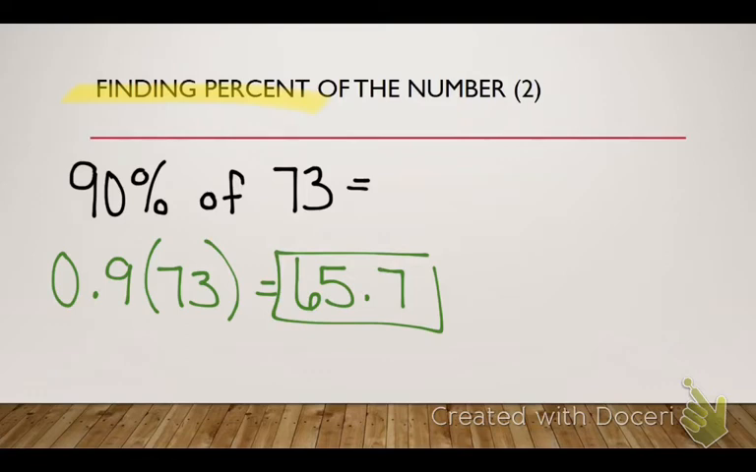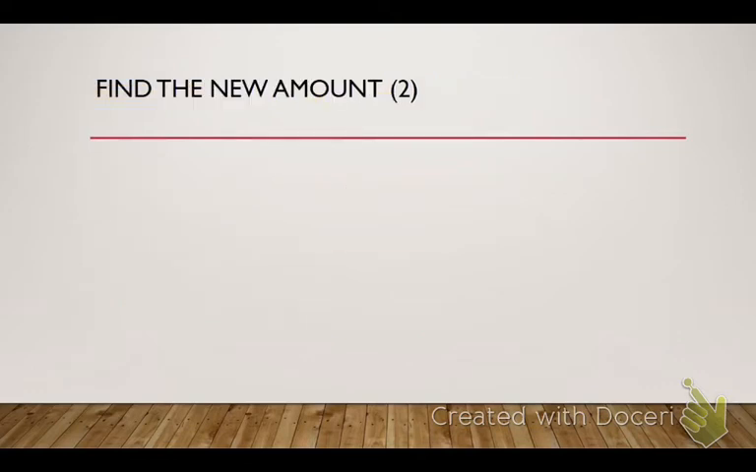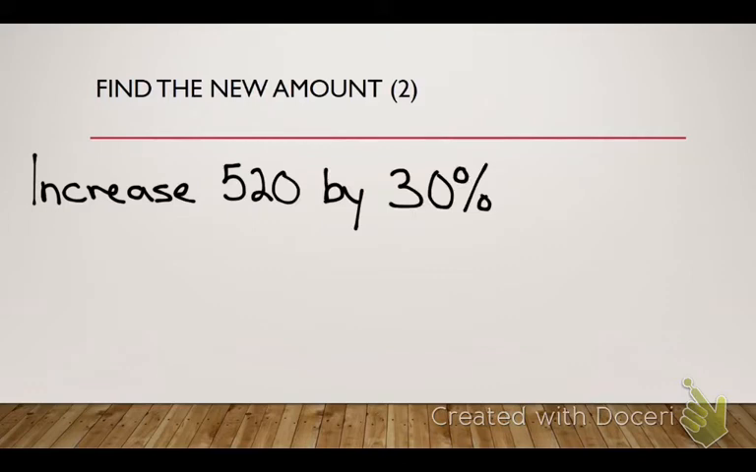All right, moving on to the next section. In the next section, we're finding the new amount, okay? So it gives you an amount that you increase 520 by 30%. Go ahead and find the new amount.